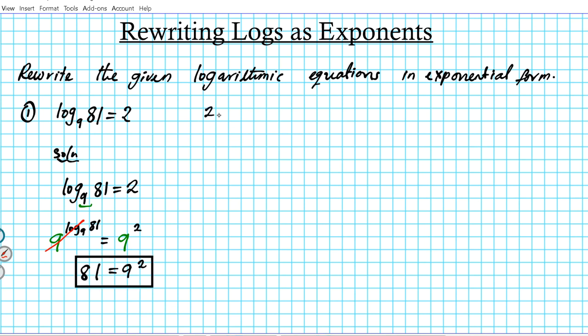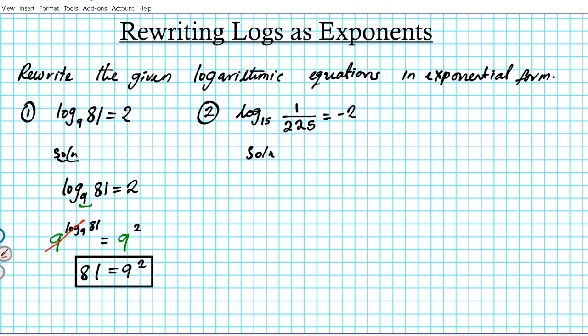Okay, let's take a look at number 2. Let's say we have log base 15 of 1 over 225 equals negative 2. So we're going to carry out the same steps, okay?